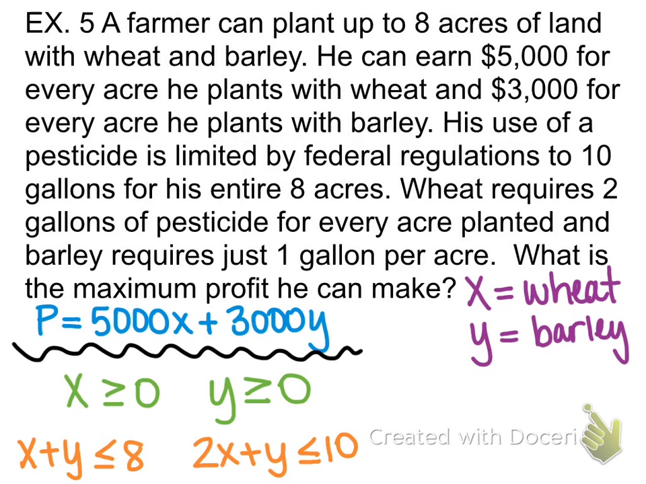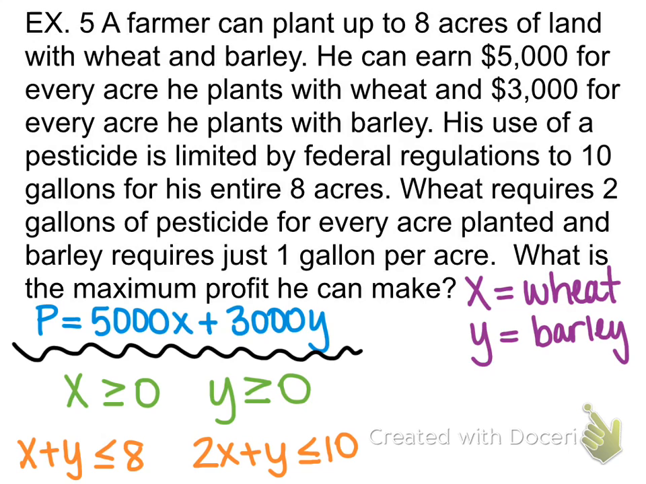And for the pesticides, it said that wheat requires 2 gallons of pesticide and barley requires 1 gallon of pesticide, for a total of 10 gallons. It has to be less than or equal to 10 gallons. Okay, and his acreage, that's why the first equation, x plus y, has to be less than or equal to 8. Okay? All right, so now that we have our equations, we're actually going to put these in the calculator.